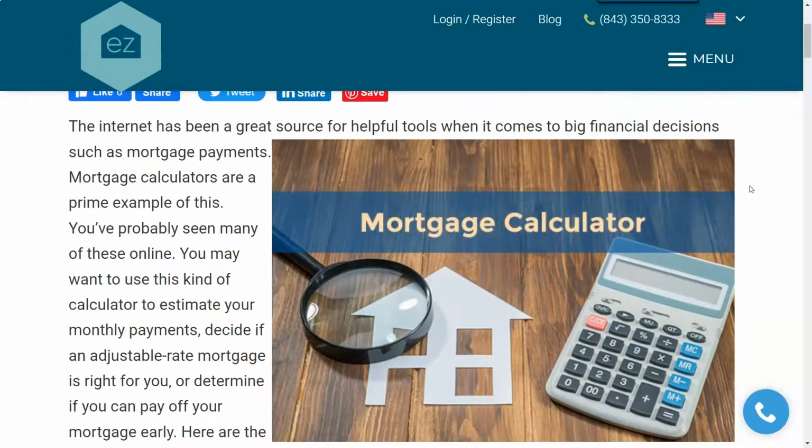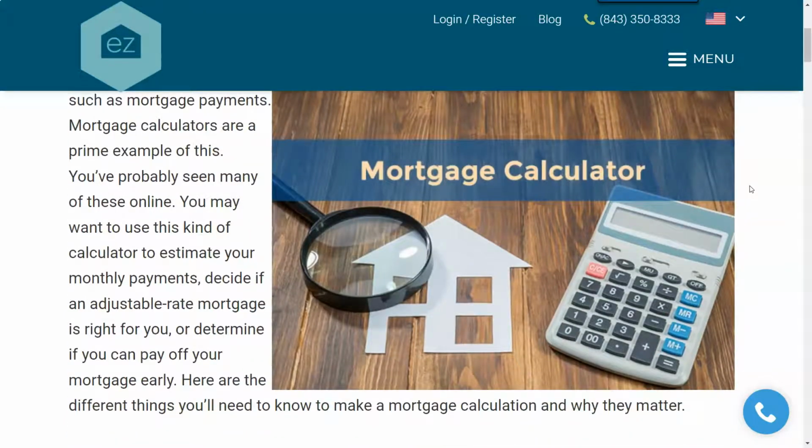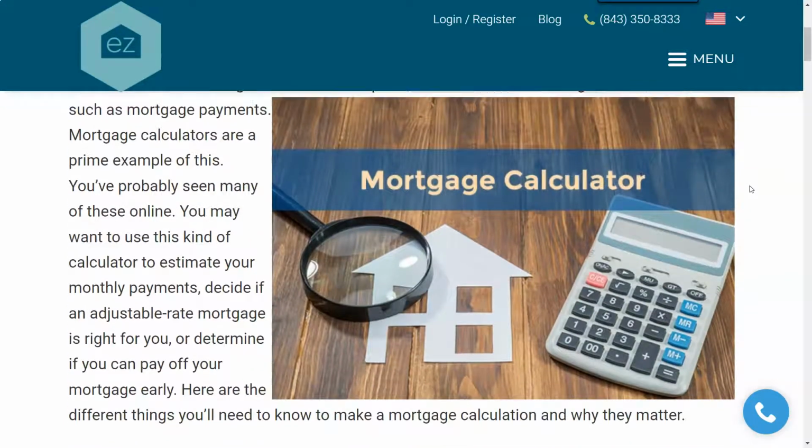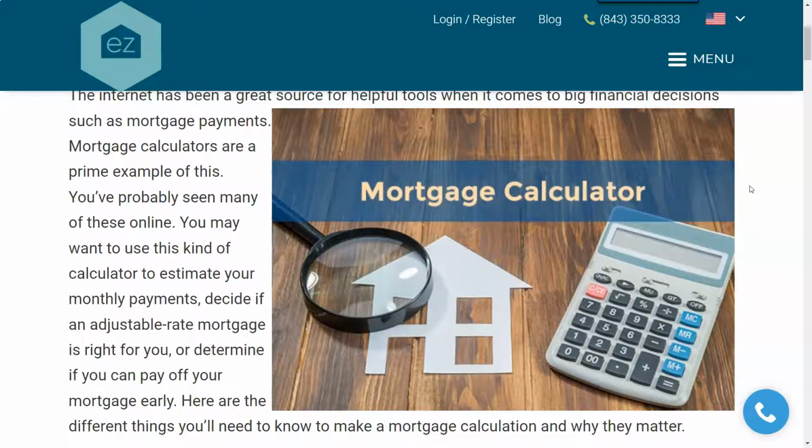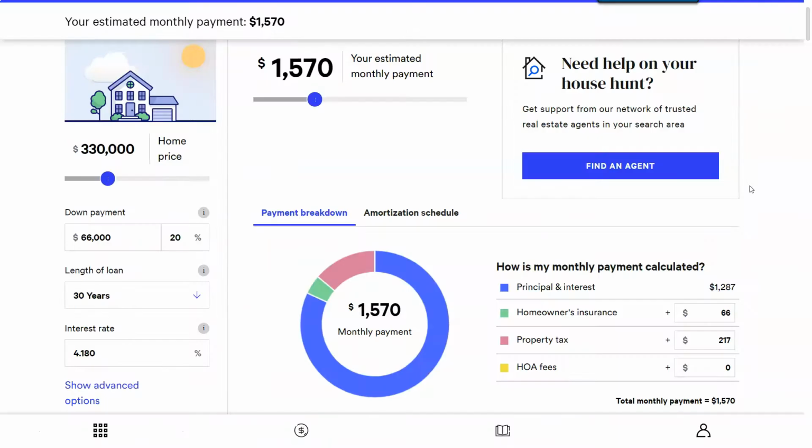All right, the internet has been a great source, as they say here, when it comes to big financial decisions. We're in the information age and we're able to get so much information. Mortgage calculators are easy to find. There's one that I like, and I've given you guys a link in the video.